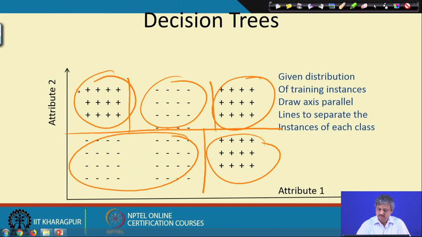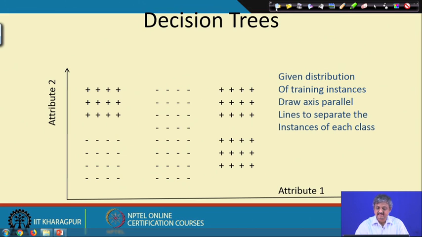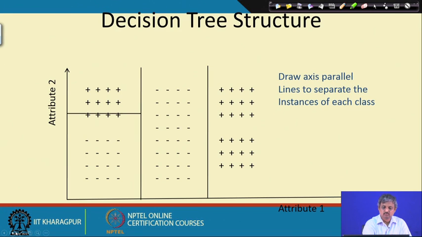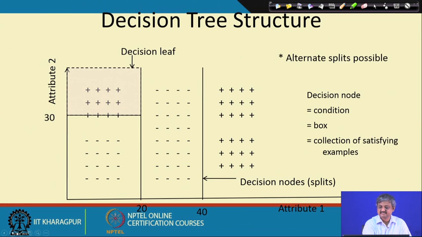So, now I ask you the question that you tell me. So this is what I have drawn. This is my tree, this is my decision leaf. Note these values: every decision node corresponds to a condition, a particular box, and a set of training samples which satisfy those conditions and fall in this box.